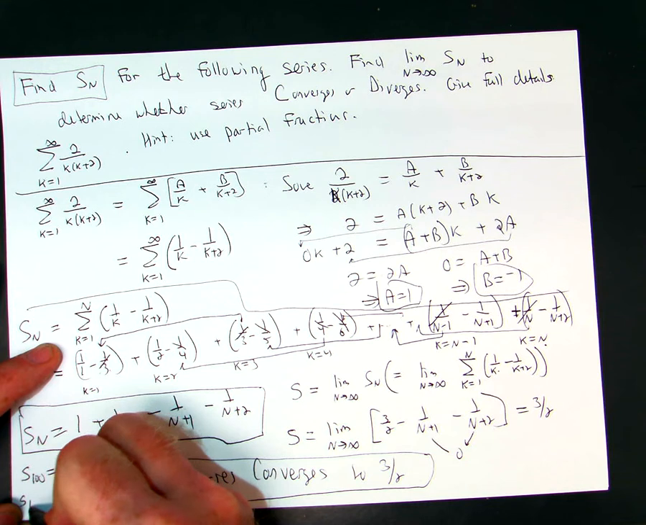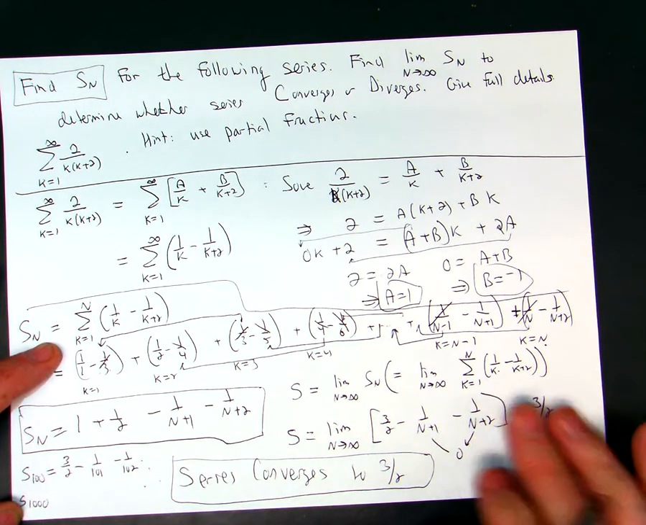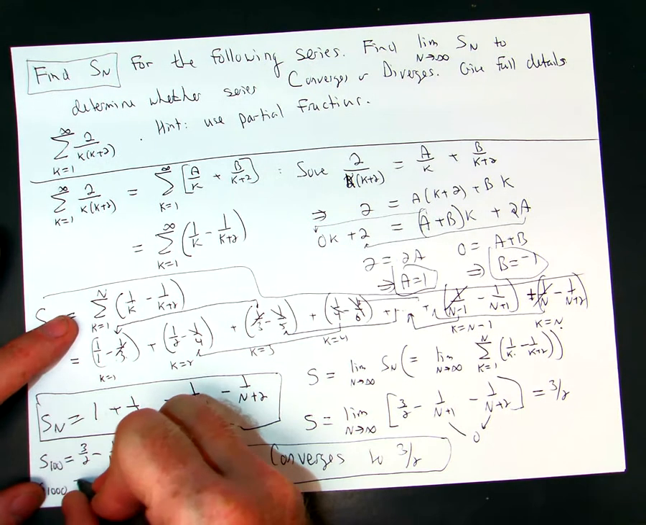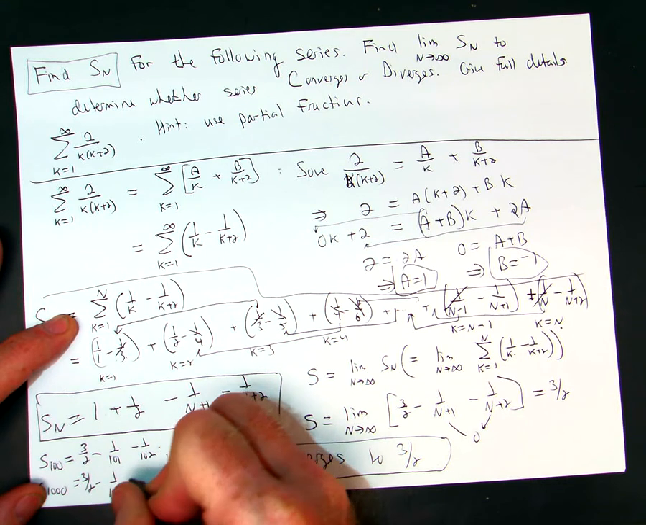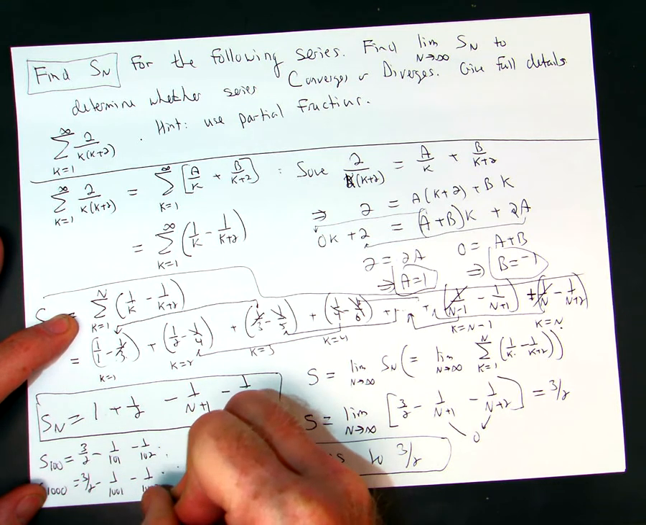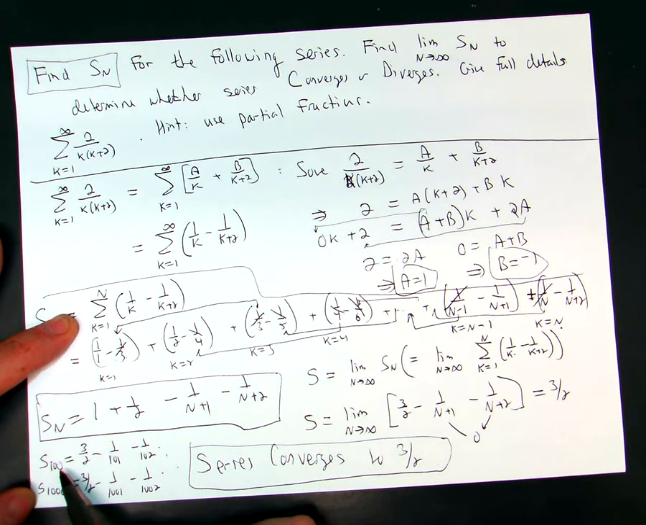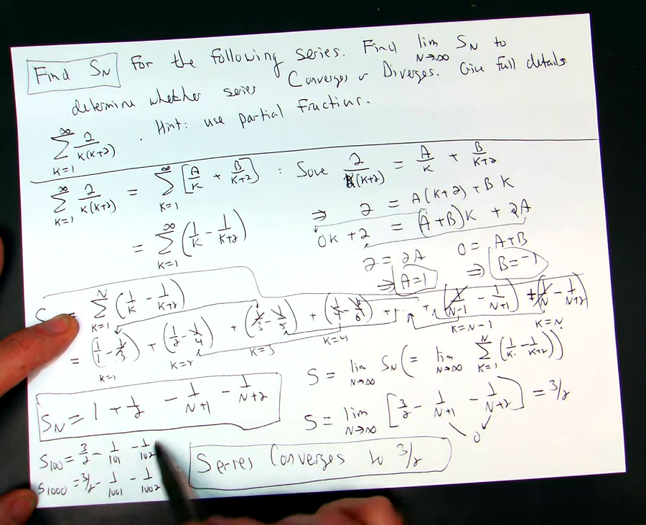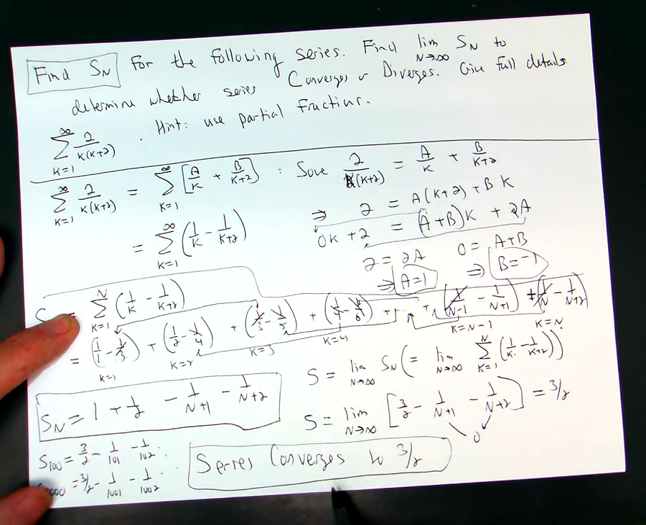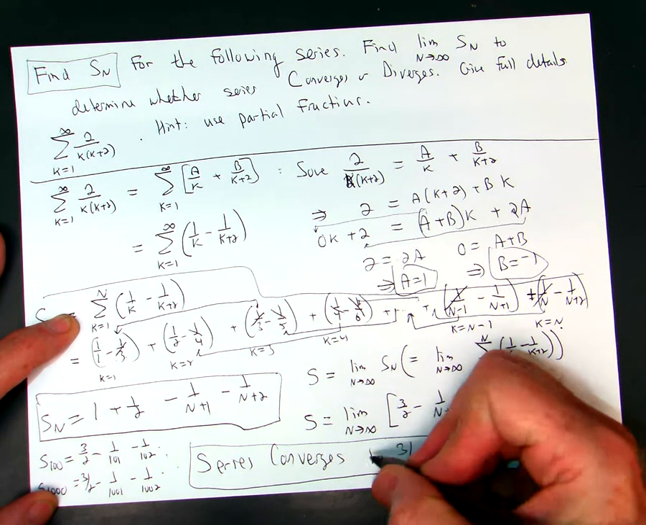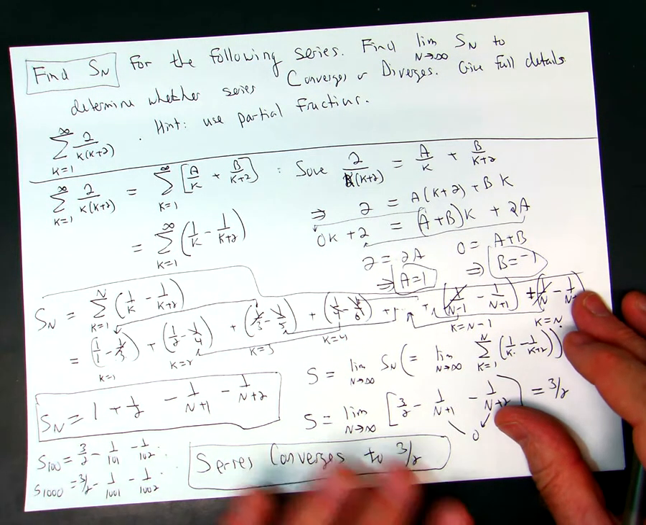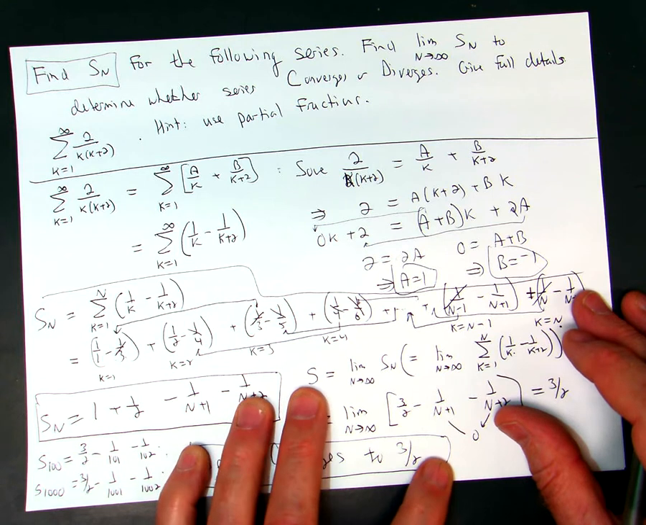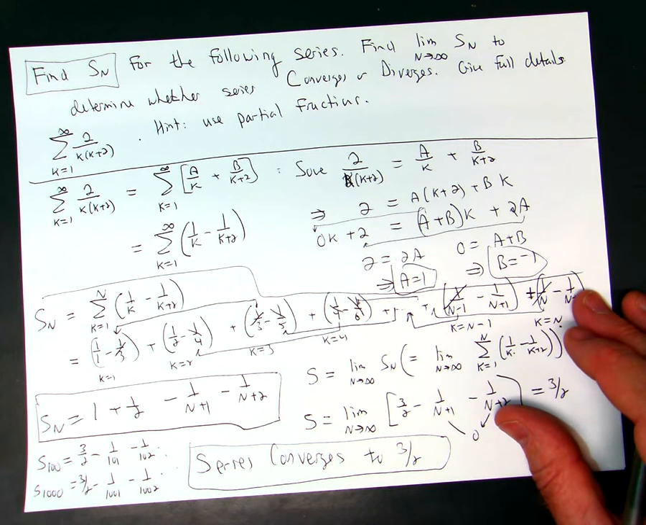And if I wanted to find S1000, I do the same thing. I'd plug in 3/2 minus 1 over 1001 minus 1 over 1002. What I'm trying to suggest is that as my index n gets bigger, the series gets closer and closer to 3/2. That's why we say the series converges to 3/2, because it means it's getting closer and closer. Okay, so that's a typical telescoping series kind of problem. Hope that helps. Thank you.